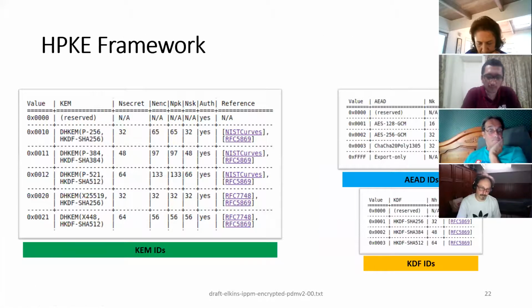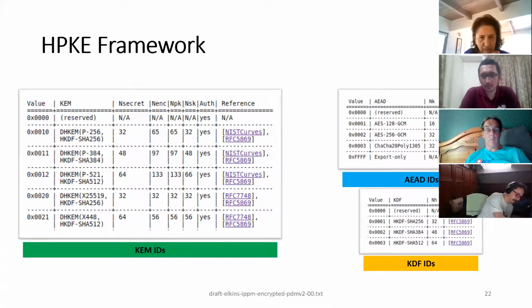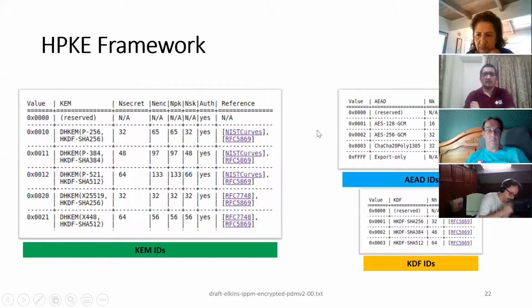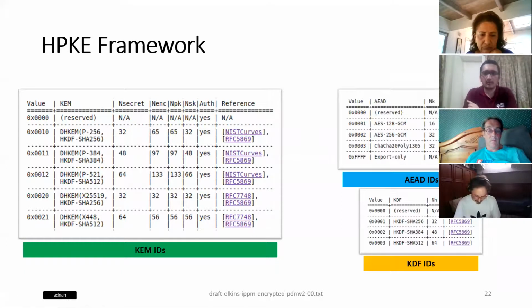So this is more flexible for the users, as you can see here. So the KEM, let me turn on the pen. It's up here. Where is the pen? Okay. So as you can see here, the KEM is RFC 5869.